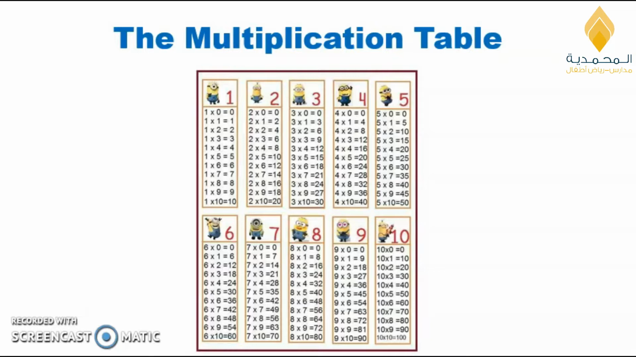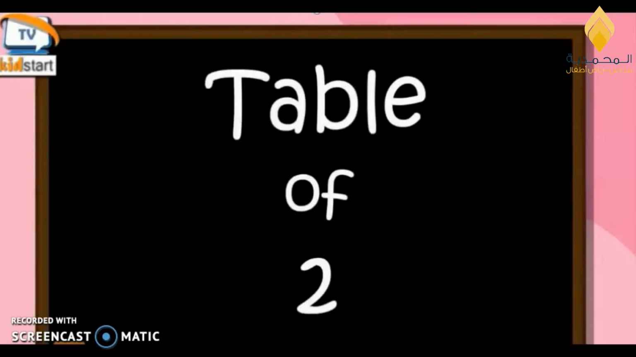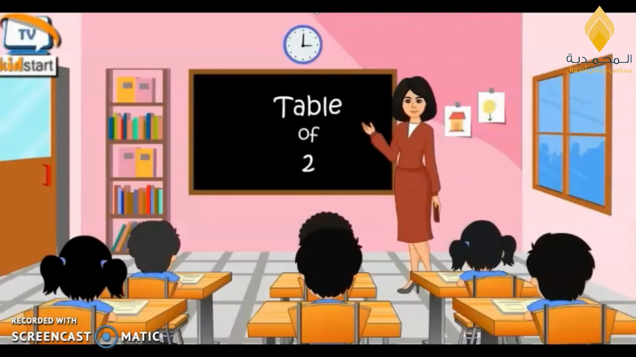So this is the multiplication table from 1 to 10. You should save it and memorize it well. So I will make with you a quick revision on the multiplication table. We will start with the multiplication table of the number 2. I will say it and you should repeat after me, okay? Are you ready? Ready, steady, go.